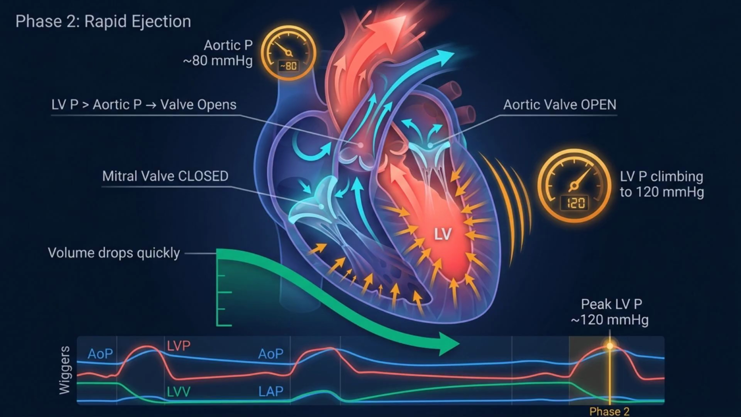Phase 2 is rapid ejection. Once left ventricular pressure exceeds aortic pressure, around 80 millimeters of mercury in diastole, the aortic valve snaps open and blood shoots out. Ventricular volume drops quickly. Pressure continues to rise to a peak around 120.